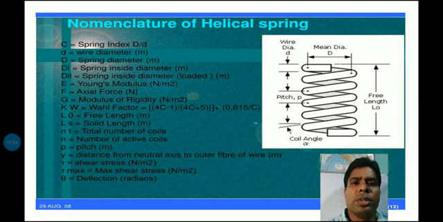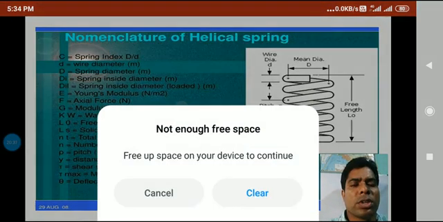P is the pitch, in meter. Y is the distance between the neutral axis and the outer fiber of the wire. T is shear stress, sorry, not T, it is expressed as tau. Tau is the shear stress, in Newton per meter square. Tau max is the maximum shear stress, and theta is the deflection. Another point not mentioned here is stiffness.